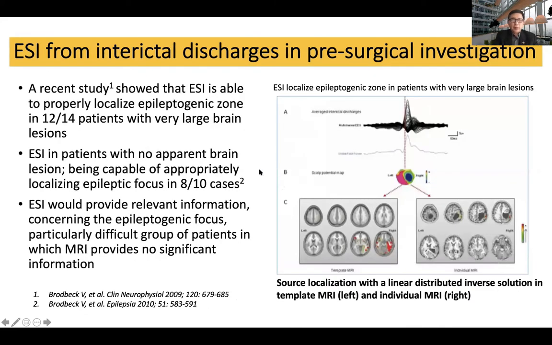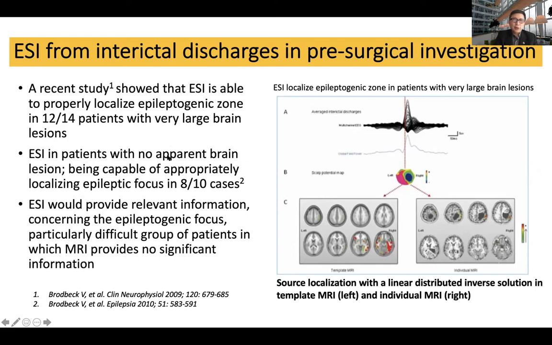ESI, also in a recent study, was able to properly locate the epileptic zone in 12 of 14 patients with very large brain lesions. This is an example of source localization with a linear distributed inverse solution, comparing the template MRI scan and the individual MRI scan, which can delineate the localization of the epileptic focus in a patient who has a large lesion.